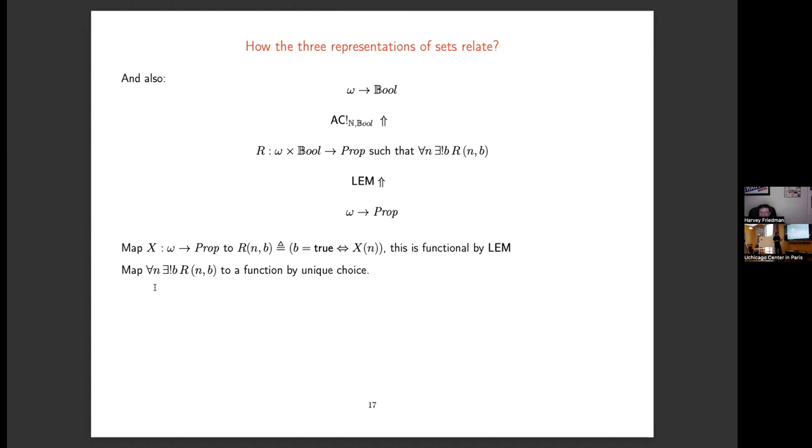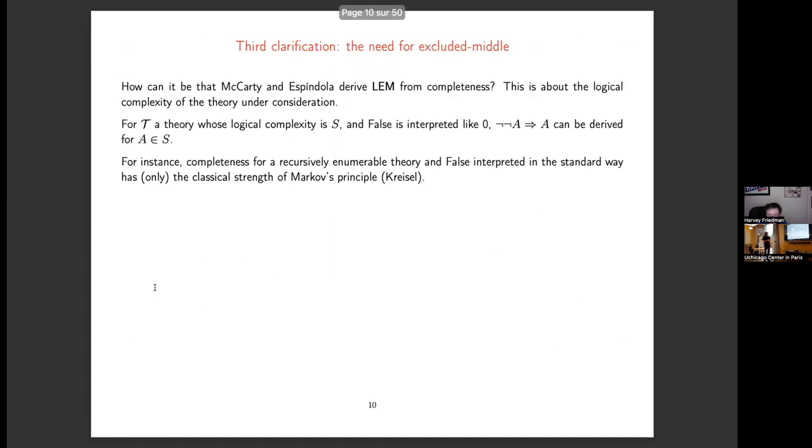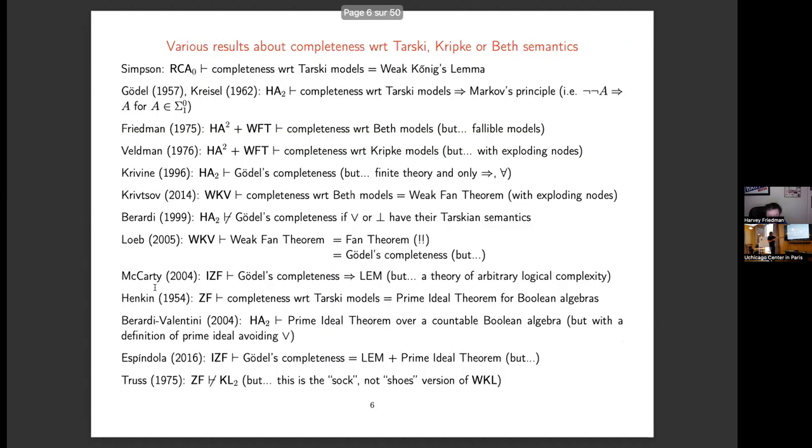Technically, it depends what you mean by this. Technically, there is an extra axiom to go from this to this, which is the axiom of unique choice. And I suspect that this is the reason why Iris Loeb is able to prove that the weak fan theorem is equivalent to the fan theorem, because of the axiom of choice, but I didn't confirm. Okay.